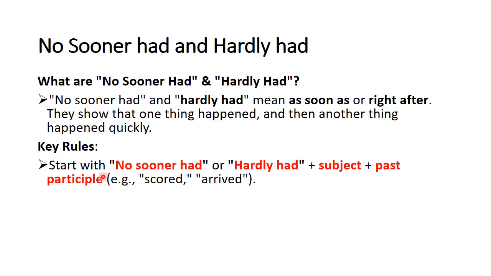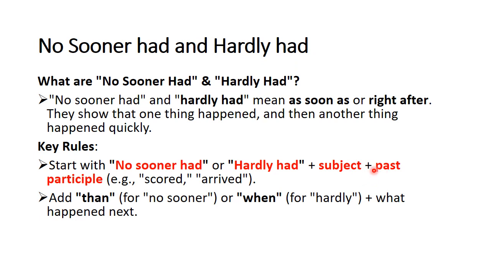So the pattern is you have to start with no sooner had or hardly had, followed by the subjects such as they, I, it, we. Then the past participle. The second point is after you finish this, you have to put the word than for no sooner. If you are starting with no sooner, you have to put than. And if you are starting with hardly had, you have to put when. So hardly had goes with when, well, no sooner had goes with than.